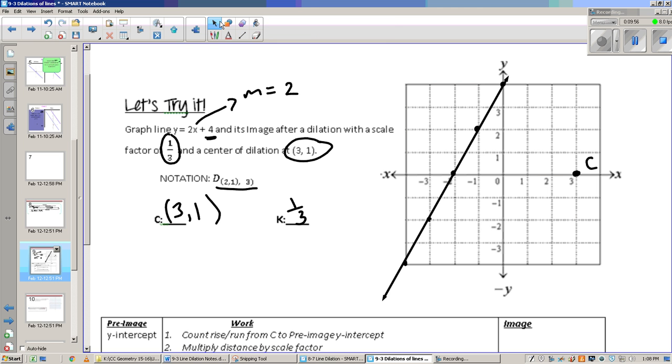So it's very similar. You know that the pre-image and the image are always going to be parallel. So the new line is going to have the same slope as this. So I know the new line is going to have a slope of 2. I just don't know where the y-intercept is going to be.